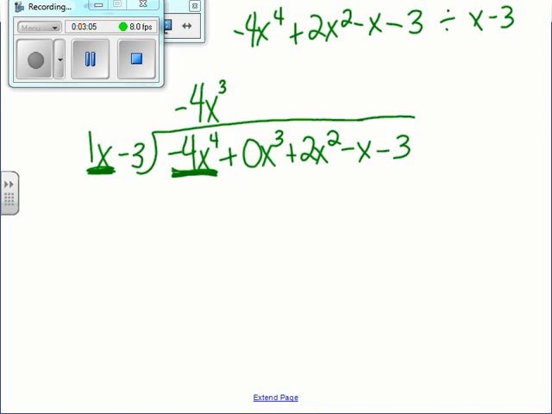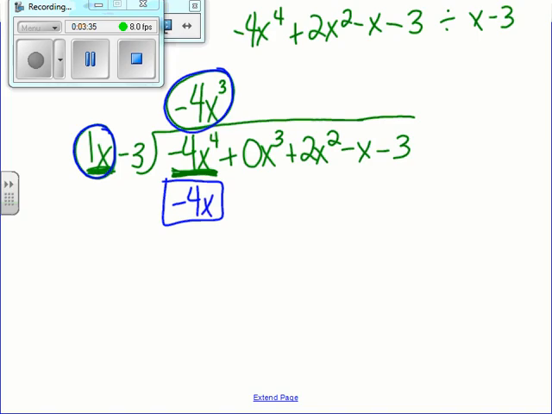So that essentially when I multiply this back by this one, you're going to get the original term back. So that's what I'm going to do now. I'm going to take this one, multiply it by this guy, and write the result right here underneath your first term. So if I multiply negative 4x cubed times x, I'm going to end up with negative 4x to the fourth. Okay, I think you'll remember that.